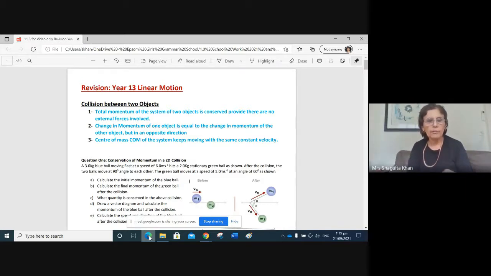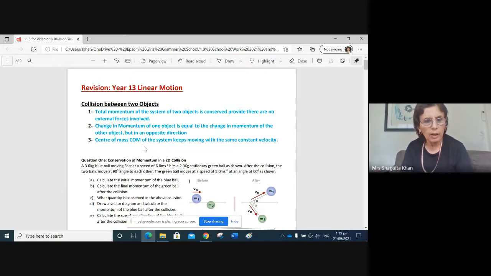Okay, so first of all, we will look at collisions. In every collision, there are three principles involved. The first principle is that the total momentum of the system is conserved, as long as there are no external forces. The second rule is that during the collision, the change in momentum of one object is equal and opposite to the change in momentum of the other object. And the third statement is that the center of mass of the system keeps moving with the same constant velocity.